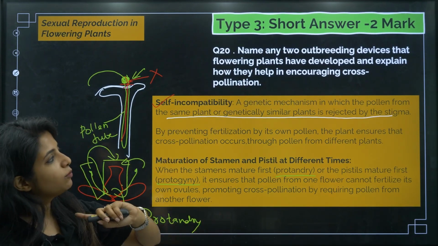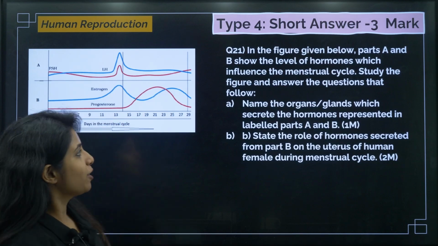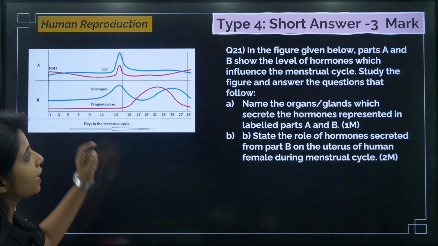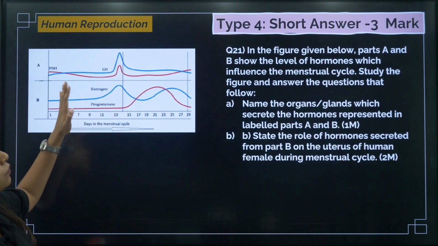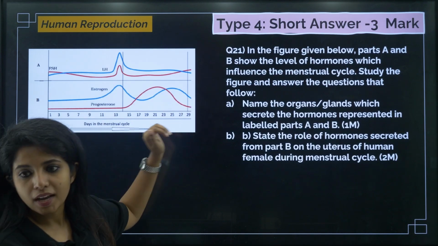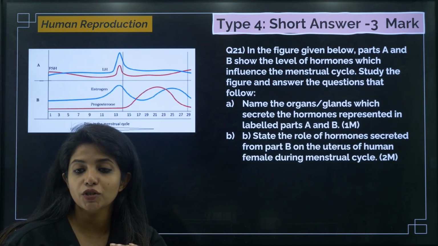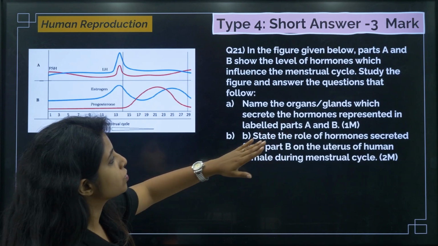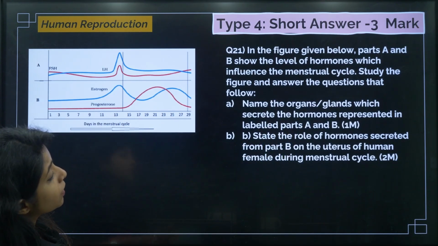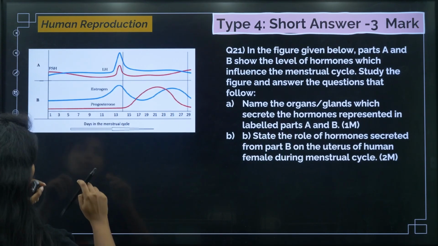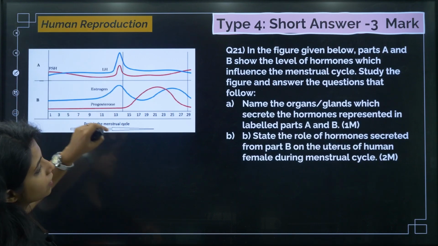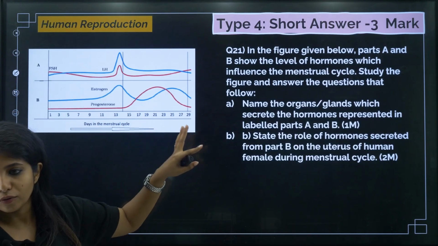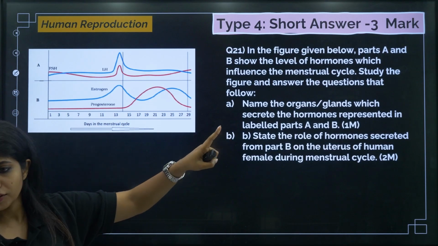Then now we'll move on to the next question. The 21st question: in the figure given below, parts A and B show the level of hormones which influence the menstrual cycle. Study the figure and answer the questions that follow. Name the organs and glands which secrete the hormones represented in the labelled parts A and B. So you have to tell the organs, the glands that are releasing all these hormones. It is of 1 mark, so you will answer accordingly.